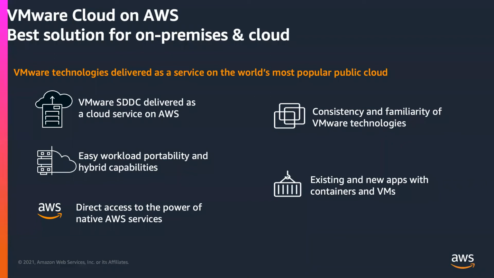So that's the thing I was saying, consistency and familiarity of the VMware technologies, right? And the third thing that we'll demonstrate today is how they will be able to directly access all the native AWS services. And this environment can be used for running your existing customer applications, be it databases, whatever is certified on VMware on-prem will run on that.